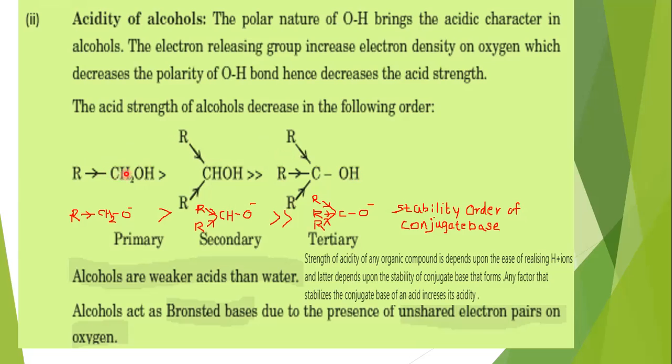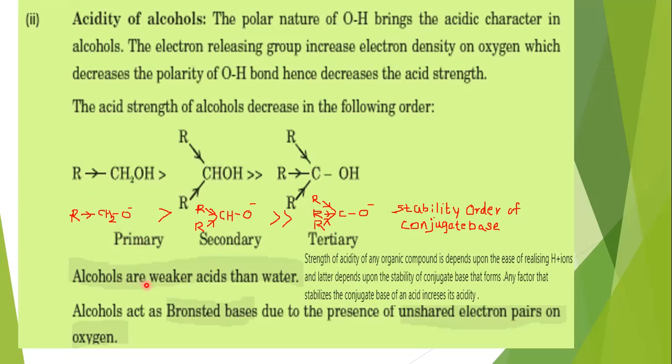Because of this, electron density on oxygen increases. Electron density on oxygen in each alcohol increases, by which the polarity of OH bond becomes less or decreases, and hence acid strength of that alcohol also decreases. See here, this is primary alcohol, this is secondary alcohol, and this is tertiary alcohol.